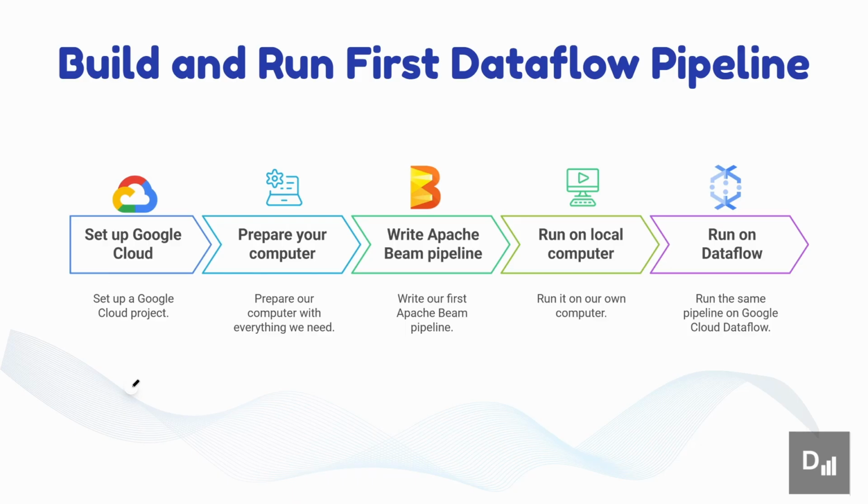So let's do a quick recap. Today we set up a Google Cloud project. Then we prepared our computer for Dataflow. Next we wrote our first Apache Beam pipeline. We ran it on our local computer. Then we ran the same pipeline on Google Cloud Dataflow. Along the way, we even fixed a real permission error. So now you have seen the complete Dataflow workflow from start to finish.